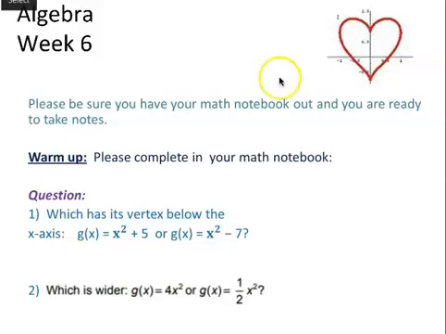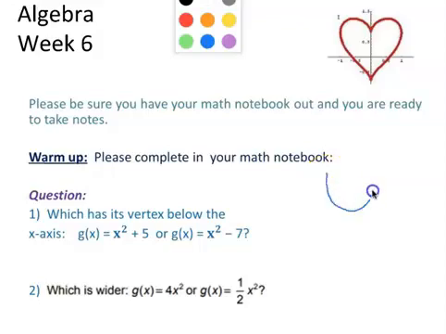At this time, please make sure that you have your math notebook out, and we're going to start using your math notebook for a couple warm-up questions. These warm-up questions are stemming from last week where we investigated quadratic equations. And we know when we graph a quadratic equation, we get a parabola. And the parabola is a nice U shape.